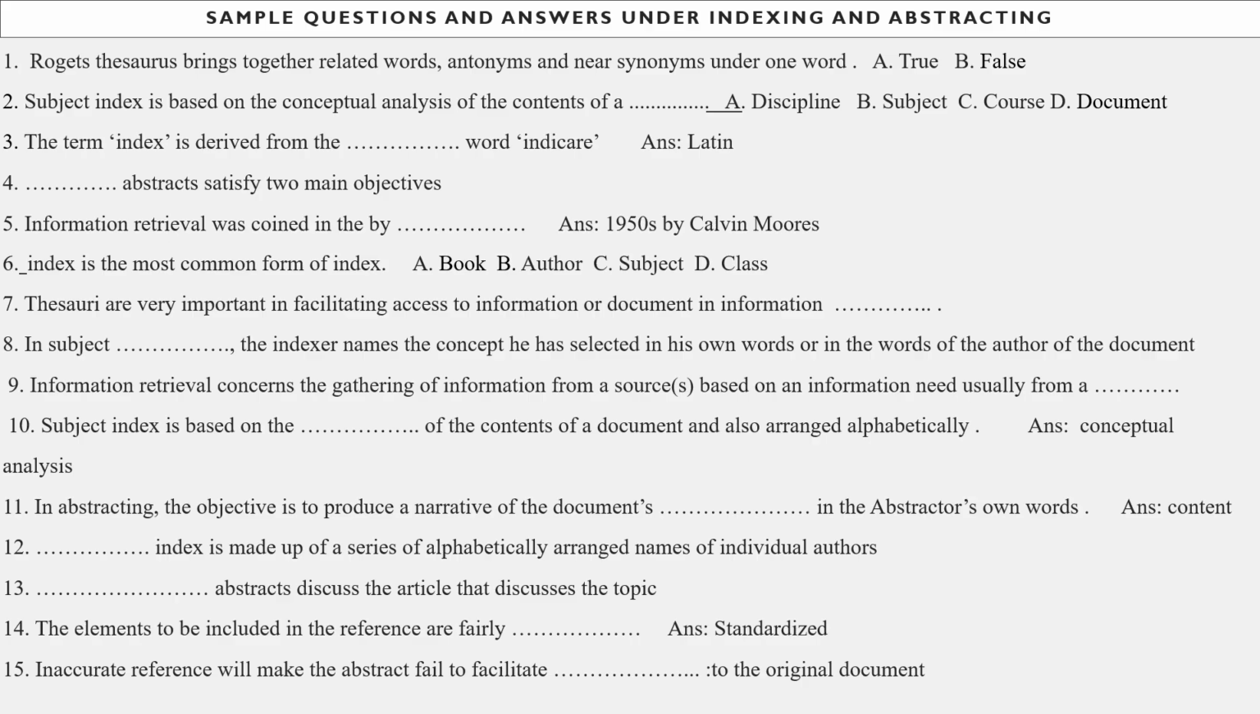Question number 9. Information retrieval concerns the gathering of information from a source based on an information need, usually from what? The answer is query. Listen to it very well. Information retrieval is about gathering information from sources to meet a user's need, and that need is usually expressed in the form of a query, what you're looking for, what you're searching for.